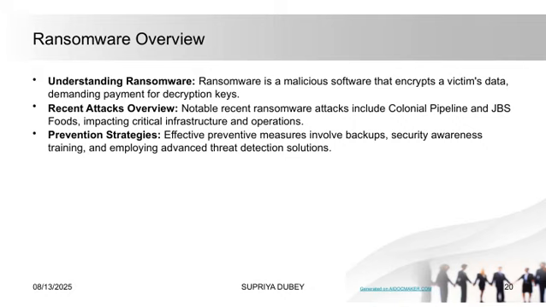These incidents show how ransomware can target critical infrastructure and vital operations, causing widespread consequences. So, what can we do to protect ourselves? Prevention is key. Regular backups of important data are essential because they allow us to restore information without paying the ransom. Security awareness training helps employees recognize suspicious activity and avoid falling victim to phishing scams. And finally, deploying advanced threat detection solutions can help identify and stop ransomware before it causes damage.